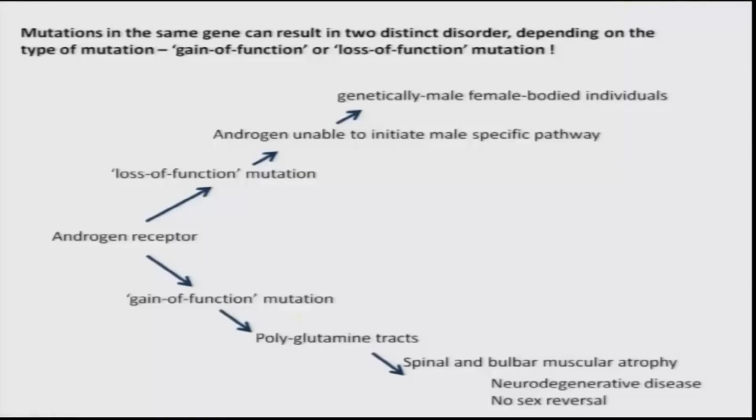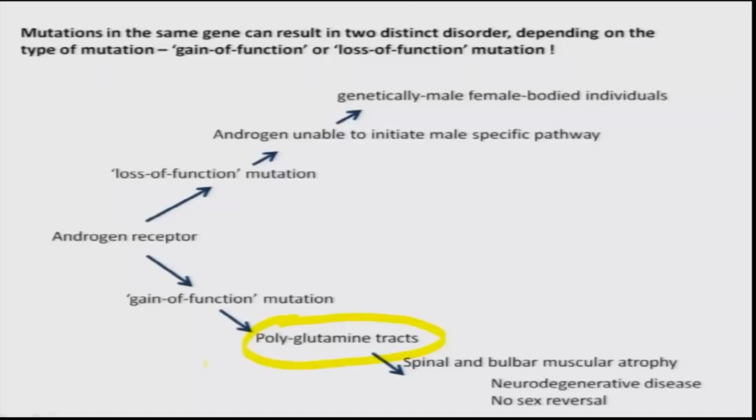But the same gene could also have what is called a gain of function mutation. For example, it can have repeats, exactly the way we discussed for Huntington disease. This gene which codes for the androgen receptor also has CAG repeats, which vary in the population, but when it exceeds 30 or 40 repeats, then it could gain a novel function, which is toxicity. Now, the protein becomes toxic. As a result, you may have neurodegeneration, especially in this case.